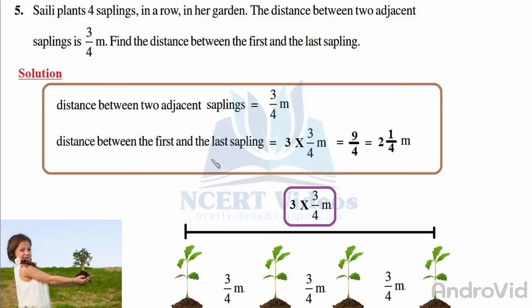Remember, it is always 1 minus when questions like gaps come. So 3 3s are 9 over 4. It is improper, make it proper. 4 2s are 8, 1 is remainder. So what does it mean? The distance between the first and the last sapling is 2 and 1 over 4 meter.